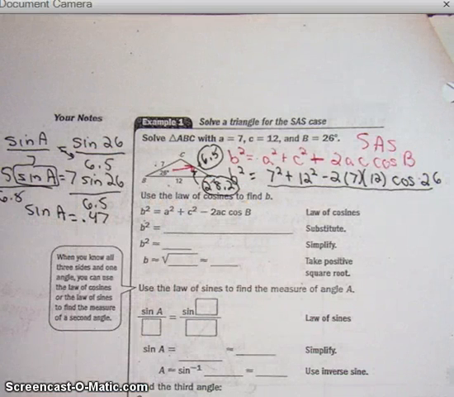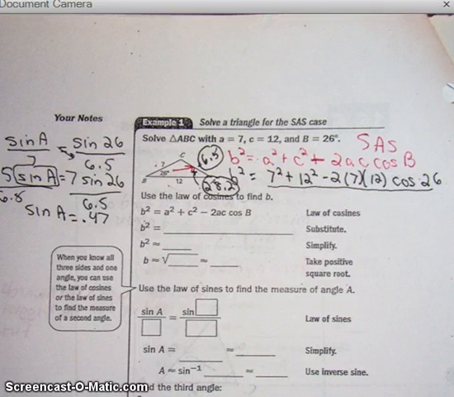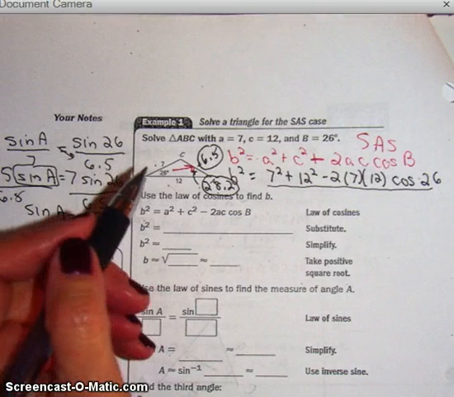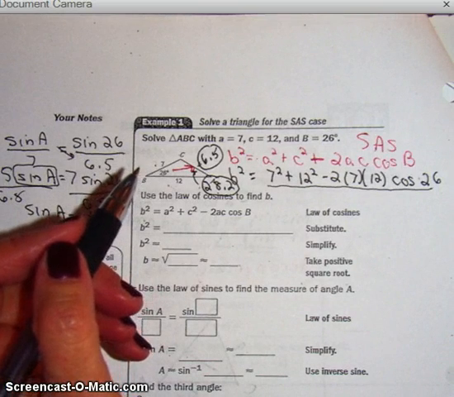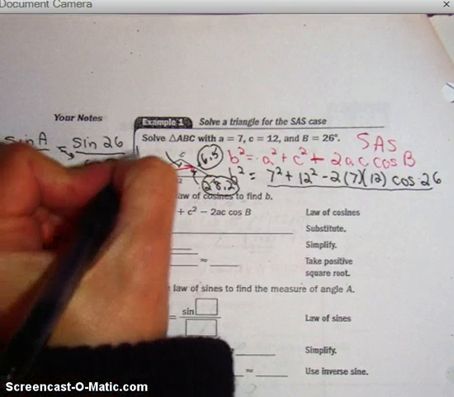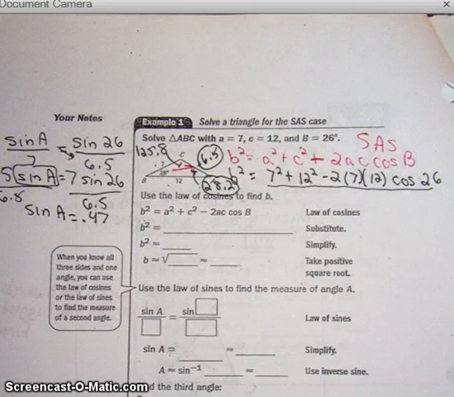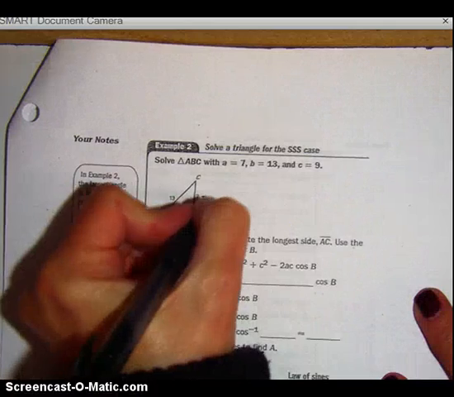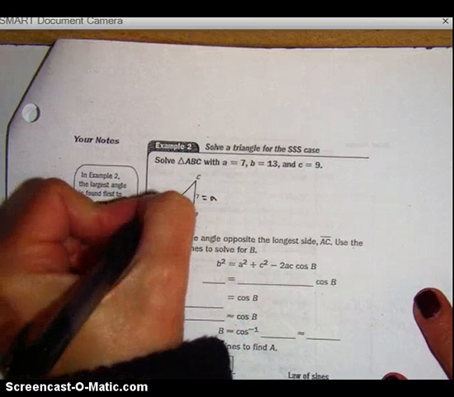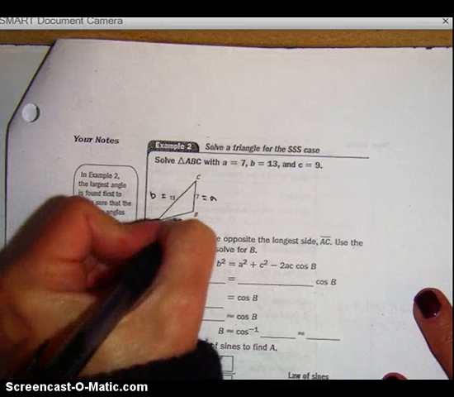You guys know a quick and easy way to find angle C, right? Because the angles of a triangle add up to 180. So what'd you get? 125.8? Yes. So angle C, 125.8. So this is little a. Here's angle B, so this is little b. And angle C, so this is little c.